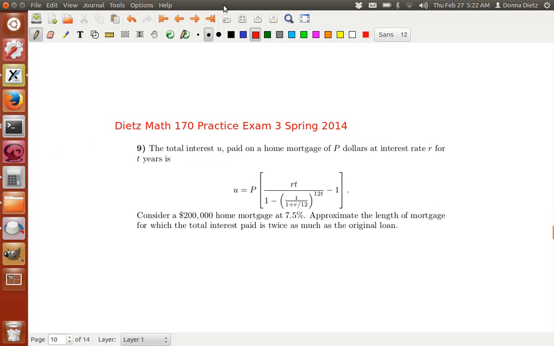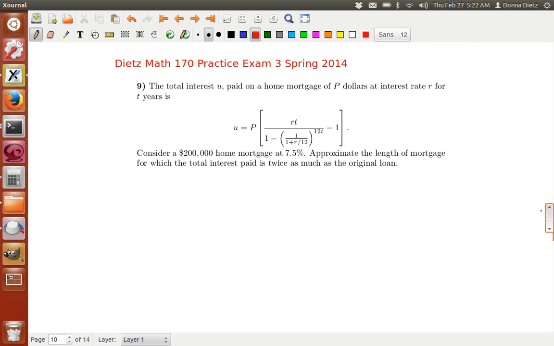Okay, and here we have getting into the mortgage type problems. Total interest paid on a home mortgage is blah. And I don't expect you to derive these formulas. This would be provided. But now you can manipulate it. Consider a $200,000 home mortgage at 7.5%. So the point is, I'm giving you P is 200,000 and R is 7.5%.